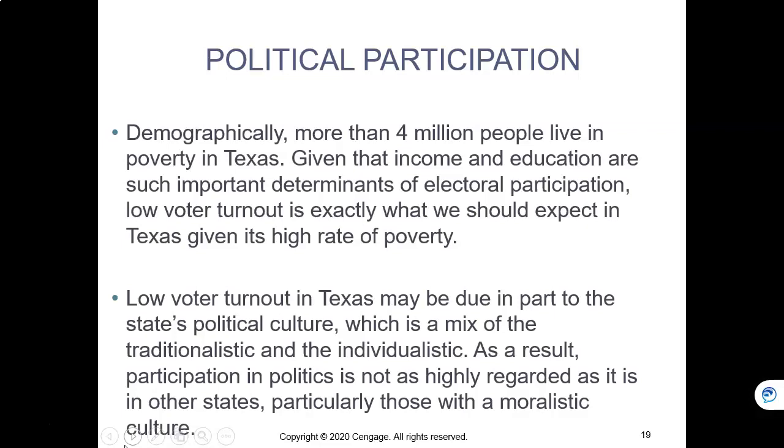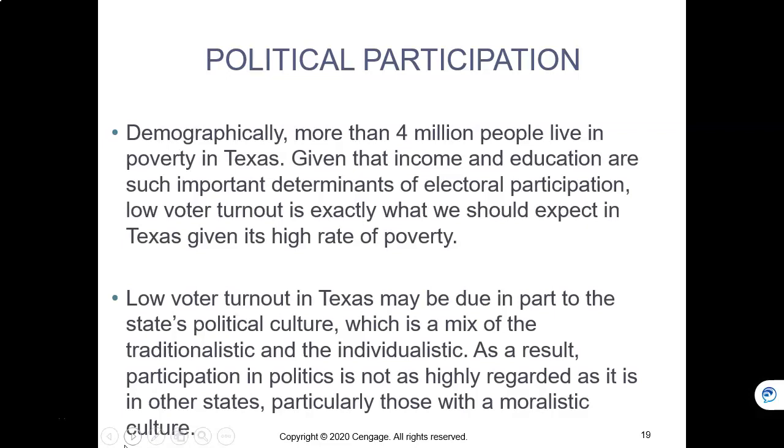And remember when we were talking about voter levels, and we were saying that people with higher income are more likely to vote. Well, Texas has 4 million people that live in poverty. And so with that high a poverty rate, and given that income and level of education are such important determinants in participating, having that high poverty rate affects our voter turnout.